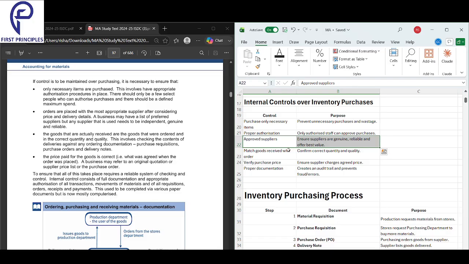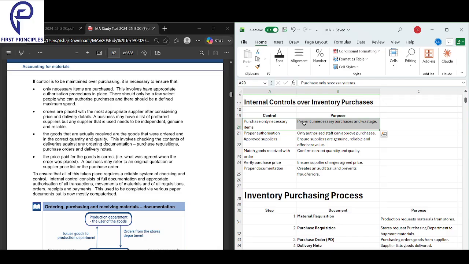Next, buy only from genuine and approved suppliers. Next, match the goods received with the order. Confirm the quantity and the quality. Next, verify the purchase price. Make sure the supplier has charged the agreed price. Next, have proper documentation. Keep records so that we can audit and prevent any fraud and errors.